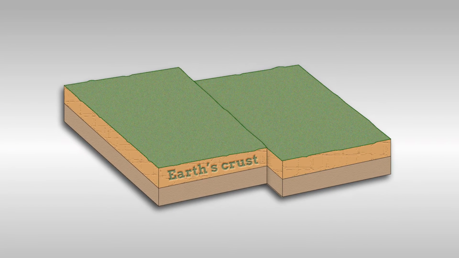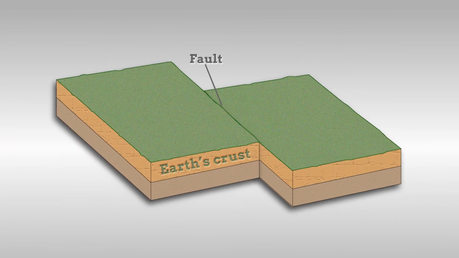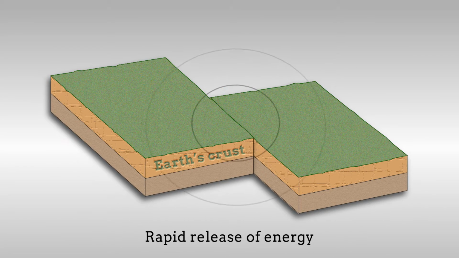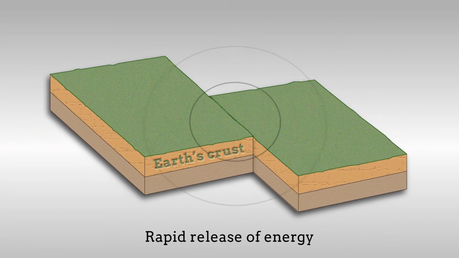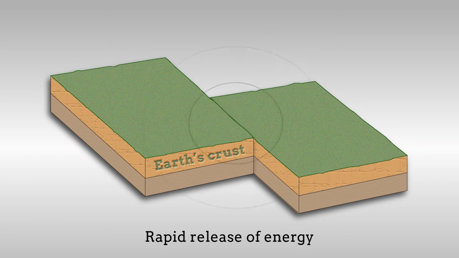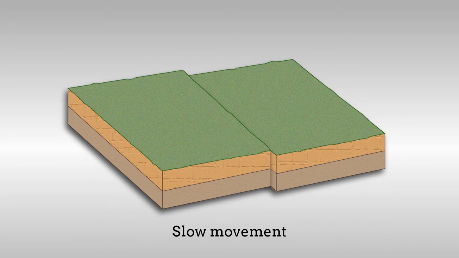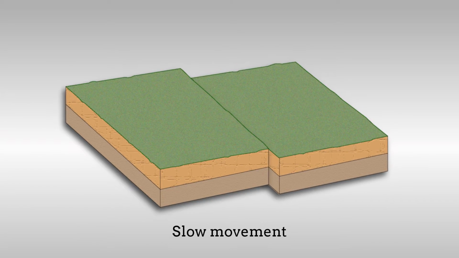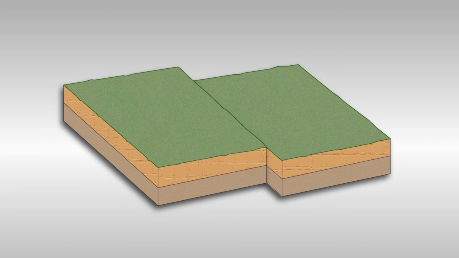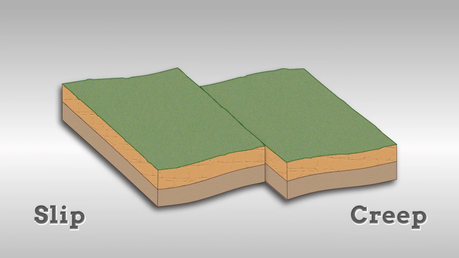When forces in the Earth's crust cause faults to slip, the result is a rapid release of energy in the form of an earthquake. Although the changes that occur during an earthquake are fast and readily apparent, other, slower motions of the crust manifest over days or even months as plates slip and creep.